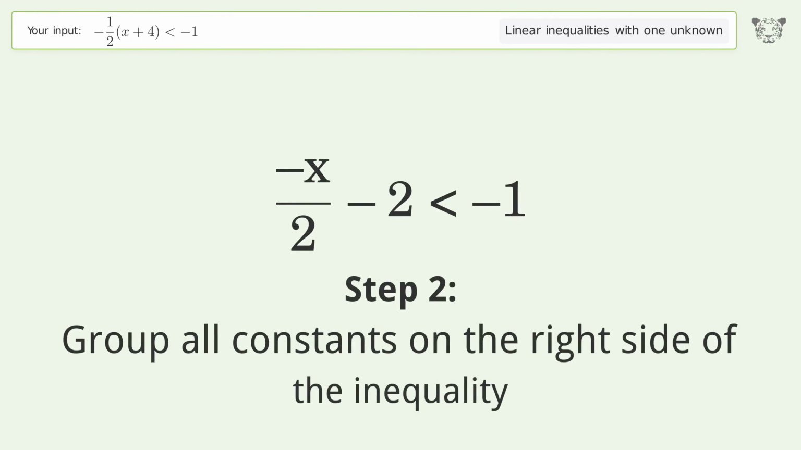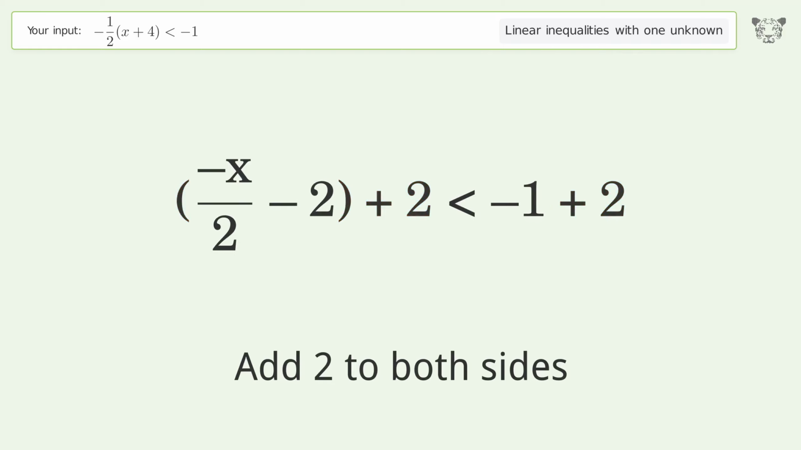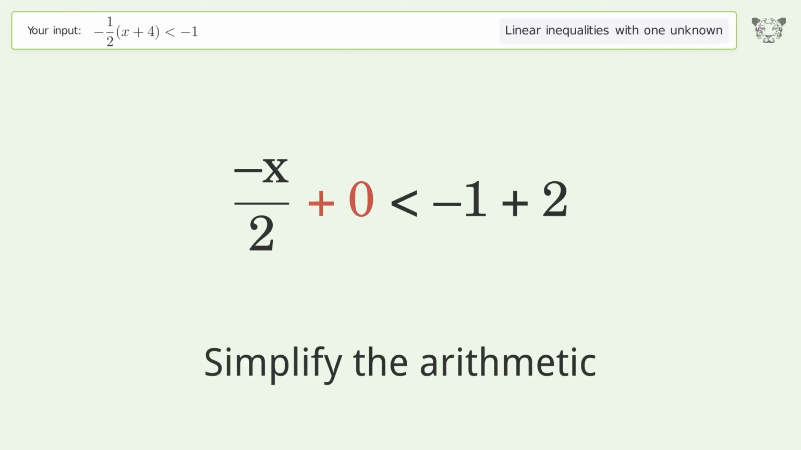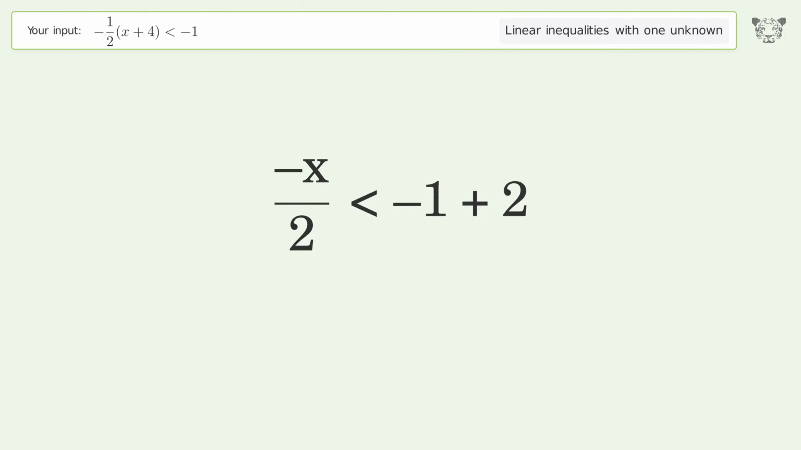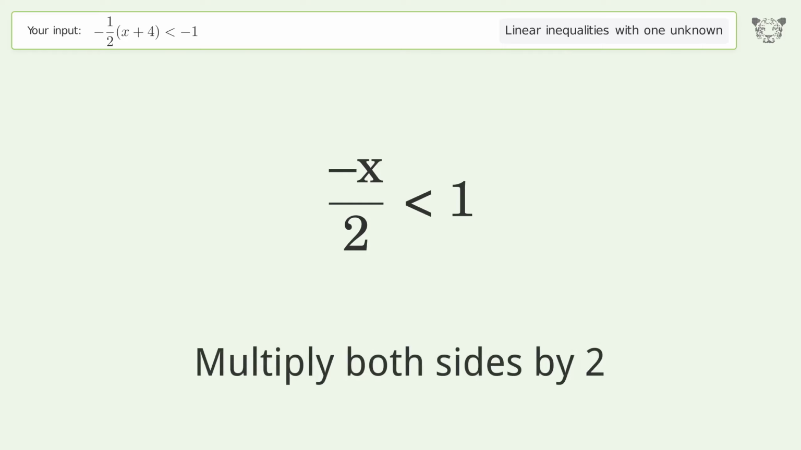Group all constants on the right side of the inequality. Add 2 to both sides. Simplify the arithmetic. Isolate the x. Multiply both sides by 2.